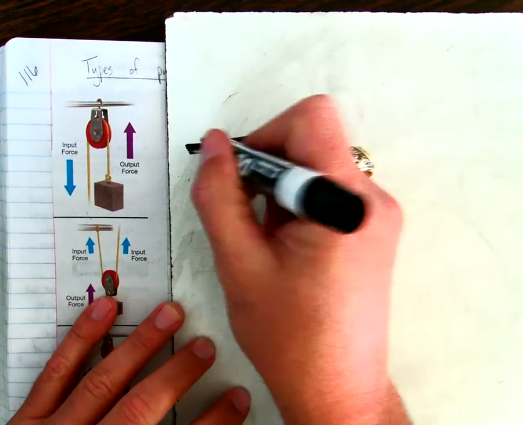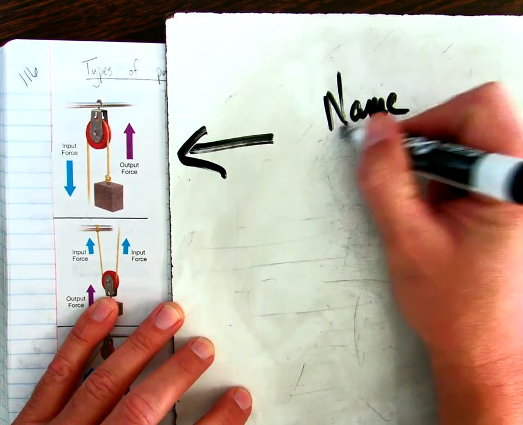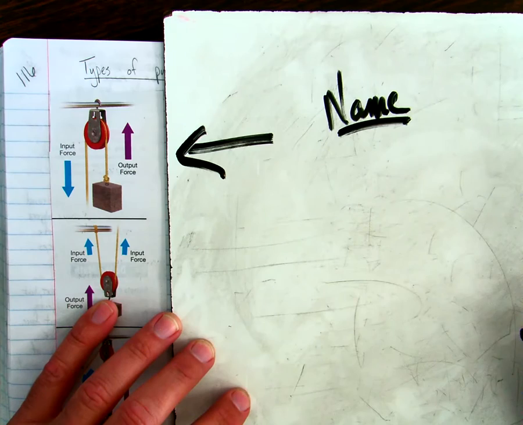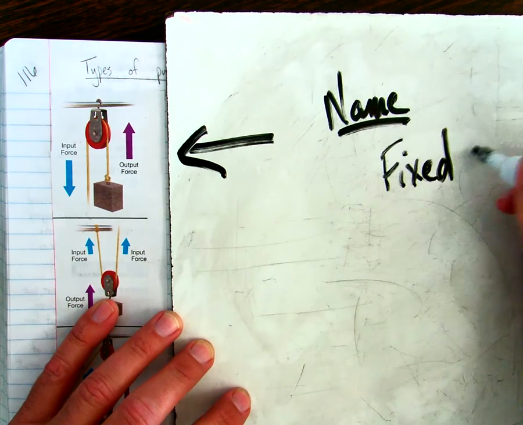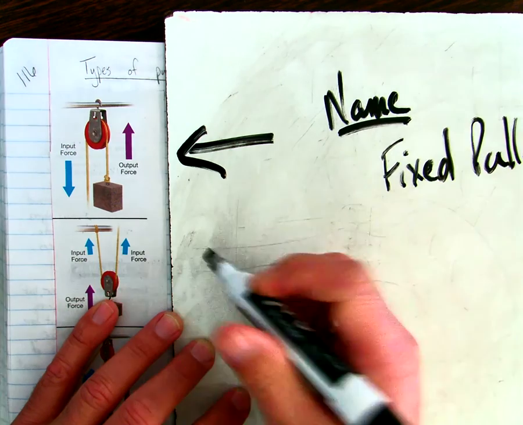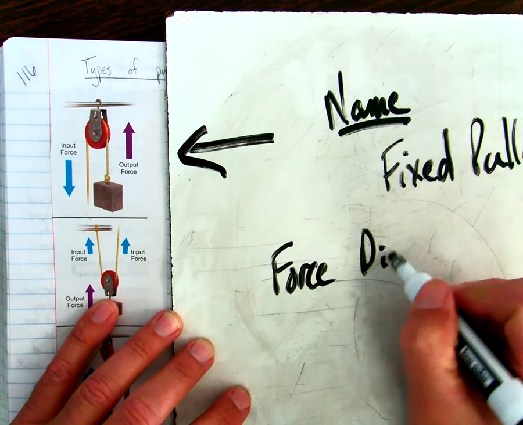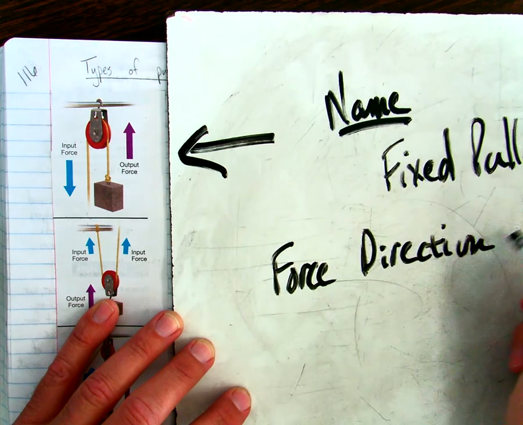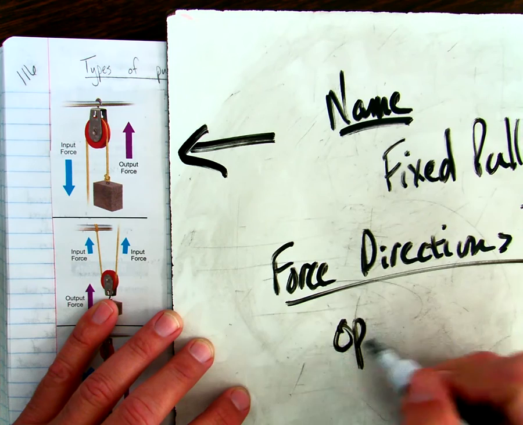So we're going to start with this one right here. First off, what is its name? Let's see if anybody was paying attention out there. This one's called a fixed pulley. What do we know about the force directions for this particular one? Opposite.